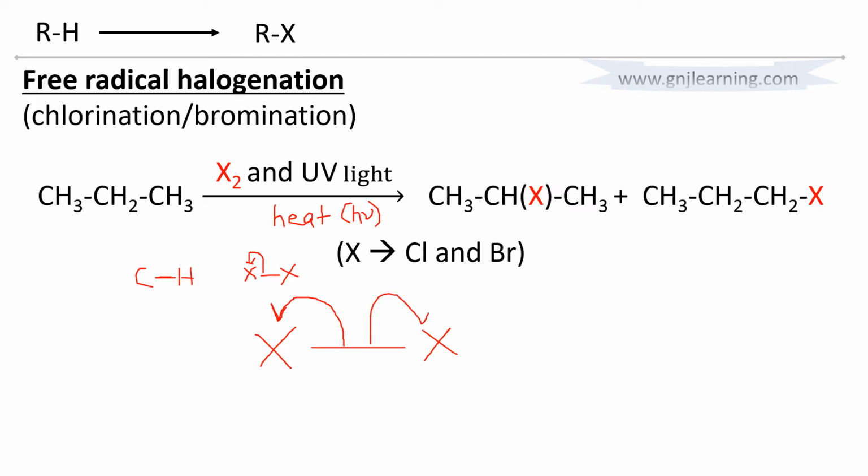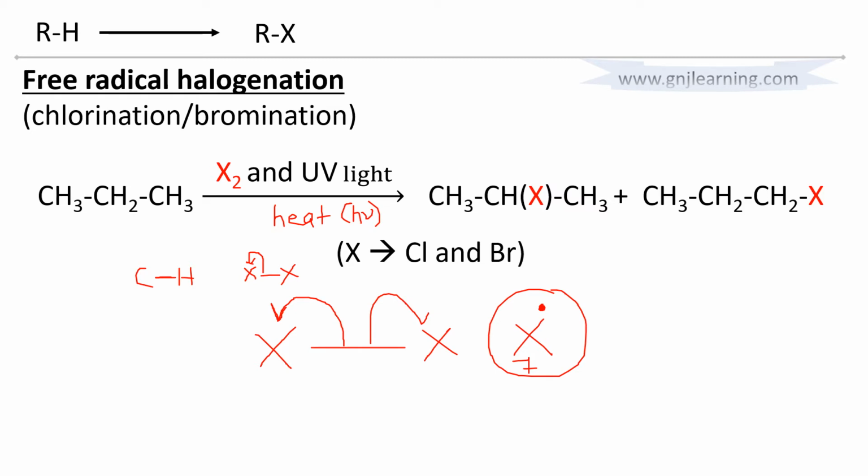So what happened? I will get X with an electron extra. Extra means one electron that is ready to react. Such a species with odd electrons, so now it has only 7 electrons. An odd electron species is called a free radical.